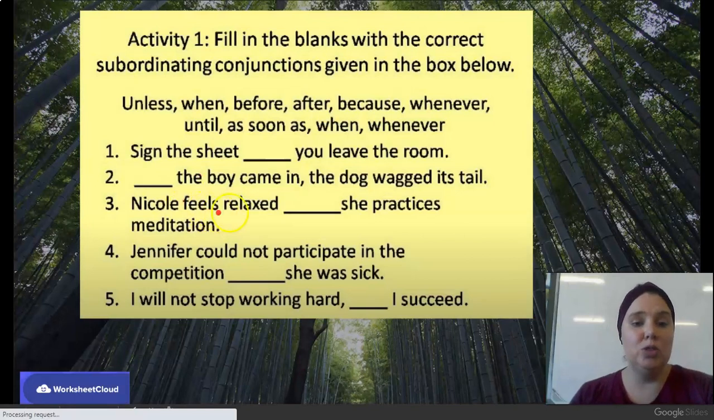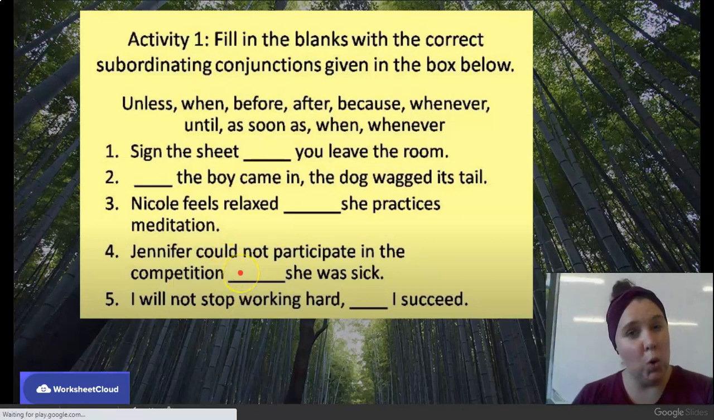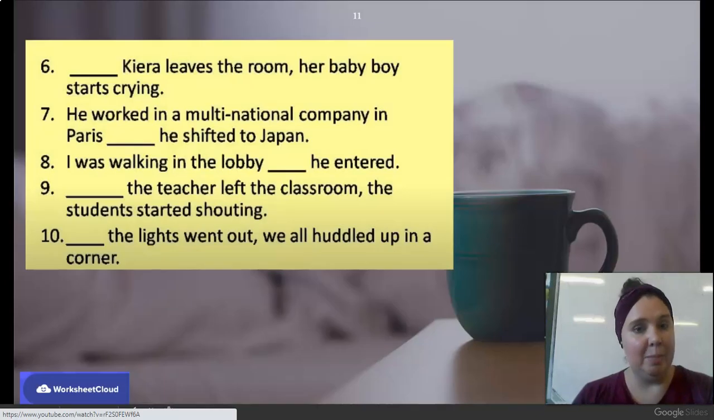Number 3 was whenever. So Nicole feels relaxed whenever she practices meditation. Number 4 was because. Jennifer could not participate in meditation because she was sick. Number 5, I will not stop working hard until I succeed. Number 6, whenever Kira leaves the room, her baby boy starts crying.